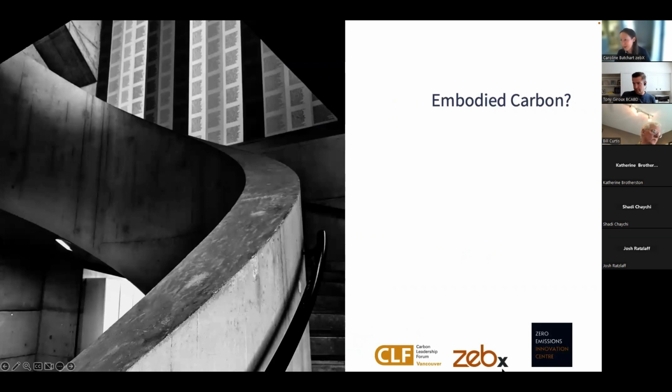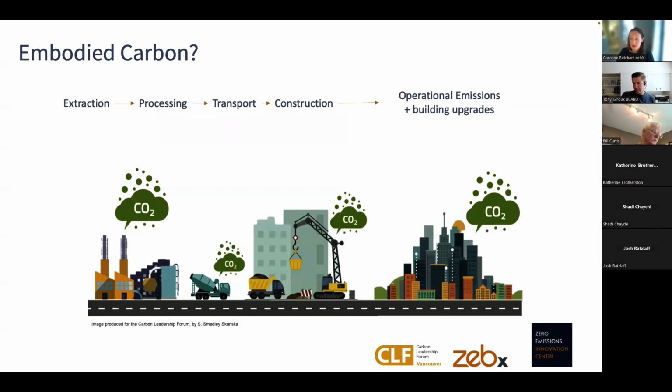And so what we're here to talk about today: what is embodied carbon? Embodied carbon is all of the emissions to do with extraction, processing, transport, and the construction of a building. The other portion of the full life cycle emissions is the operational emissions and building upgrades. Building upgrades are also material extraction and construction related emissions, so they are also included in our embodied carbon assessment of a building.